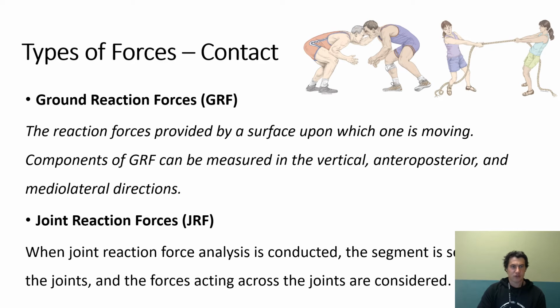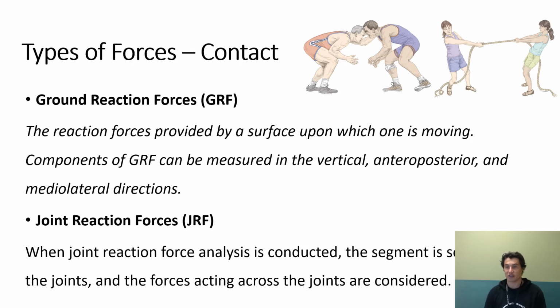So there's different types of contact forces. So these are quite common. Ground reaction forces, you'll work with athletes that have to produce lots of ground reaction forces. To lift something off the ground, you're going to have to apply force into the ground to then pass that into like an Olympic bar over your head. If you need to propel yourself over a bar like you would in high jump, you're going to have to apply high ground contact forces to be able to generate the amount of power you need to get over the bar. So ground reaction forces are the reaction forces provided by a surface upon which one is moving.